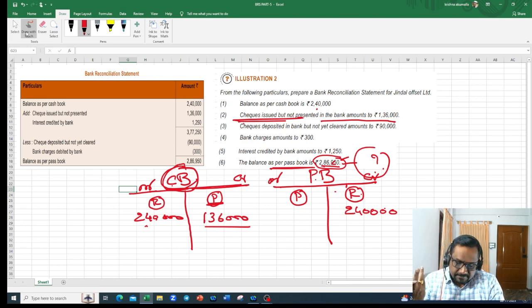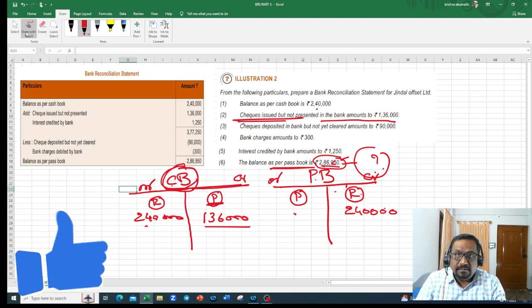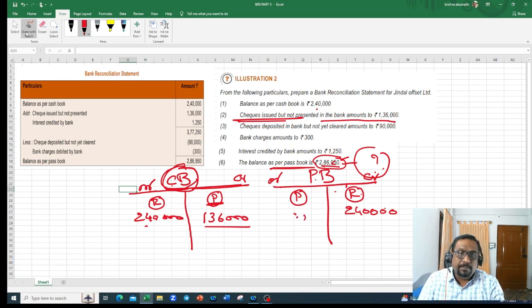They are not presented. That 1,36,000 is not presented in the bank. Suppliers did not go to the bank. They did not claim that amount. Since they did not go to the bank, they did not ask the banker to pay that amount. The banker wouldn't have recorded that on the payment side. Why did the banker not record that on the payment side? It is our payment, right? He has to record it on the payment side. Why did he not record it? Because in the problem they said checks issued but not presented. But not presented, what does it mean? The checks were issued but suppliers did not go to the bank. So the banker did not write.